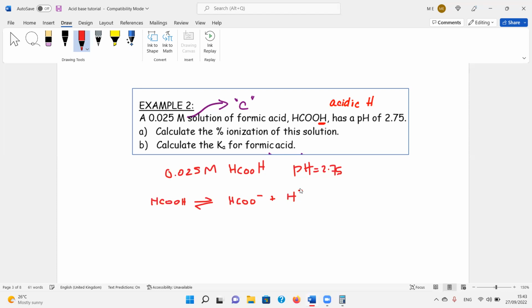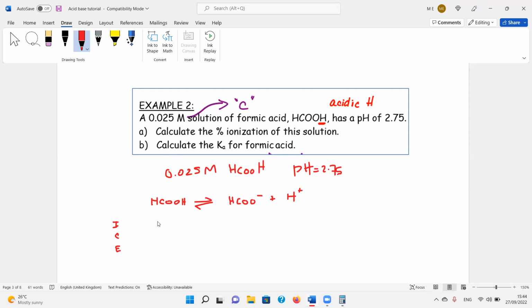And normally in this type of question, you need to do the ICE table. Initially, we have the initial concentration, then you have the change, and you have the equilibrium. How do you do this? To start with, the initial concentration is the concentration that you are given in the question, so all you need to do is put the concentration here. If you are given the number of moles and the volume of the solution, then divide the number of moles by the volume to get the concentration. Here the concentration is given to you.